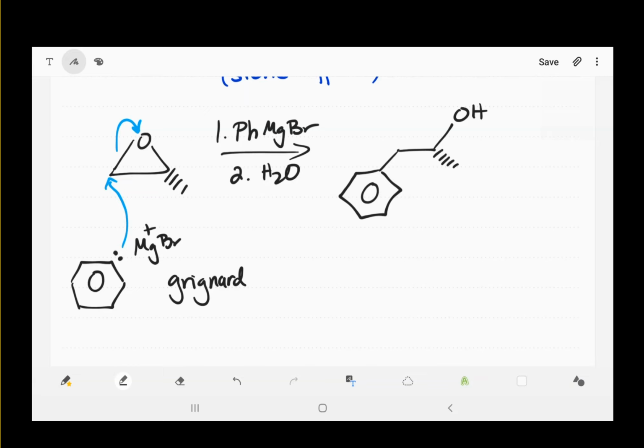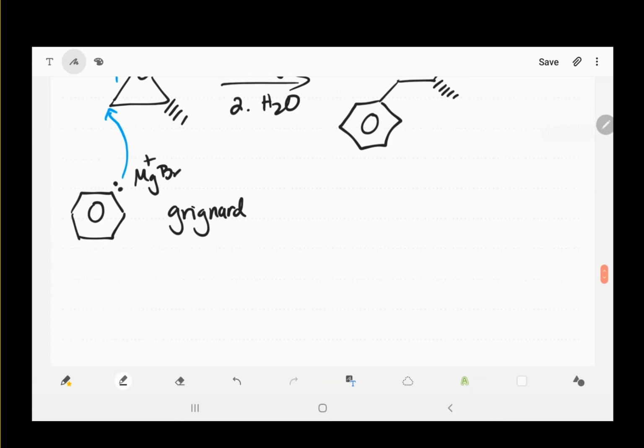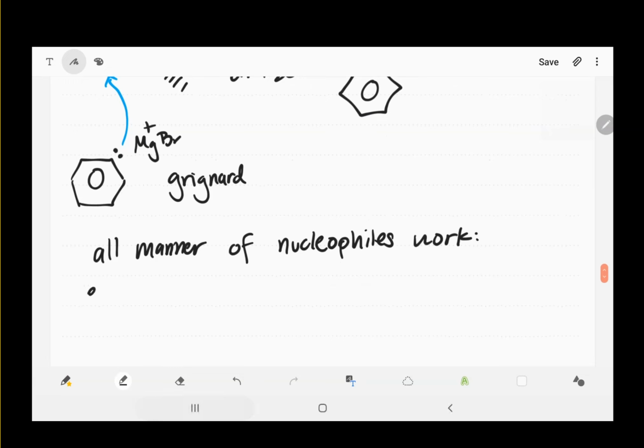All right, so you can use any manner of nucleophiles you want here. So you have a huge variety of things to work with. For example, you can have sodium cyanide, some sort of sulfide, and some sort of alkoxide. So you can make an ether this way too if you really wanted.